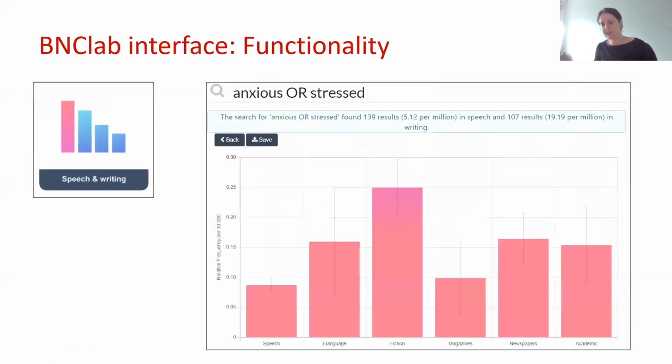And finally, this is the newest feature in BNClab that was just added the second part of last year, and that's the comparison of speech and writing. And you can see how a certain word phrase is used in different genres. Again, you can click on it and see what is happening there and explore the data further.